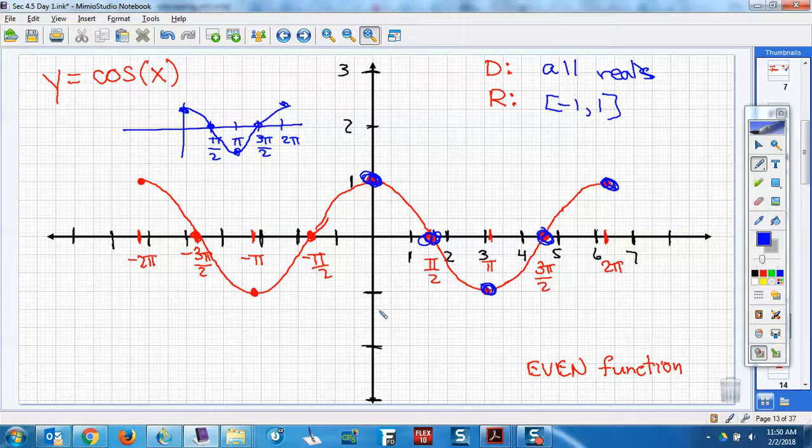Well, think about it. On the unit circle, your cosine is the x. The x can't ever get bigger than 1 or negative 1 on the unit circle. Okay? And the y, sine, can't ever get bigger than 1 or smaller than negative 1 either.